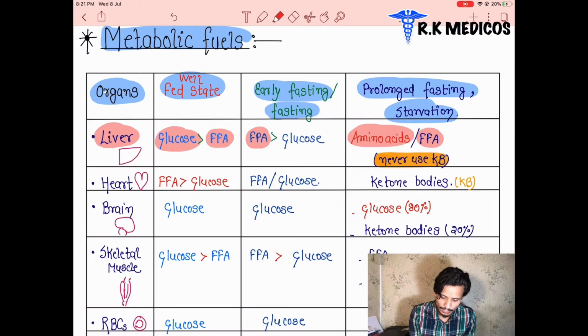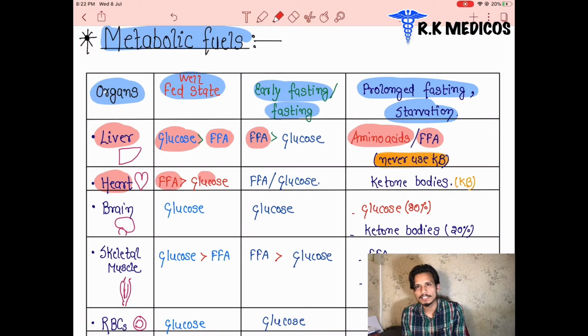The second organ we are going to see is the heart. What happens inside the heart? The main source of energy in the heart is basically free fatty acids, and glucose is also used by the heart. What is the main source of energy for the heart in the well-fed state, when the person is in a normal condition? Free fatty acids and glucose are both utilized, but mostly glucose. What happens in the fasting state? In the fasting state, they also prefer free fatty acids.